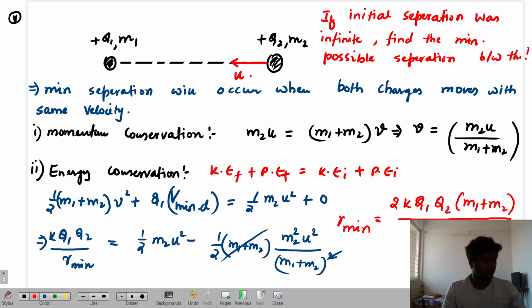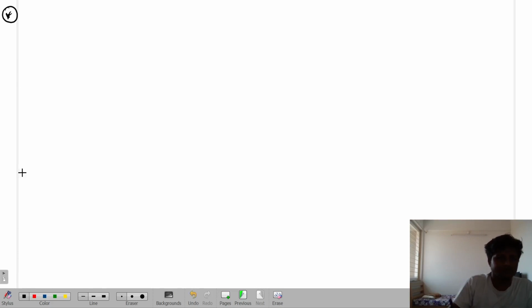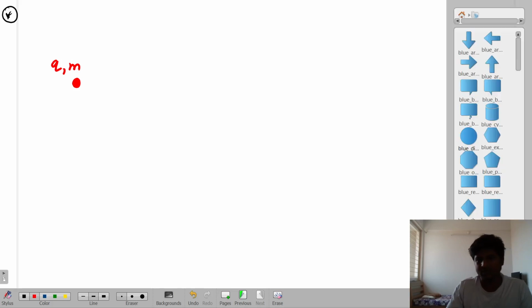Okay, so do we do one more question based on this? I want to give this question as homework to you, a second type of question. Let's suppose there is a charge q of mass m, and here there is a plus Q charge.